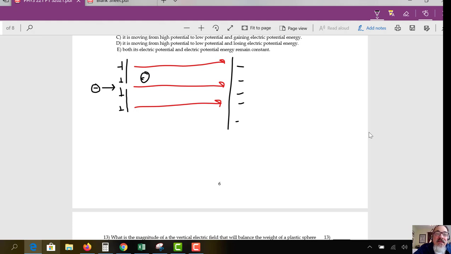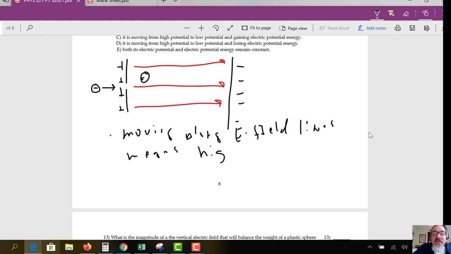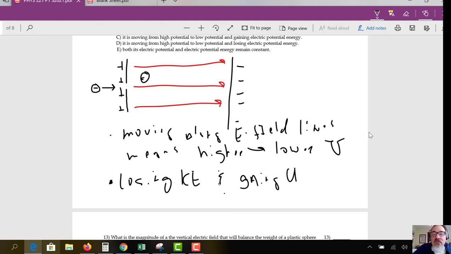And I guess I would add to that, moving along electric field lines means higher voltage to lower voltage, higher to lower voltage, and then I would also say it's losing kinetic energy and gaining electrical potential energy. Okay, something like that.